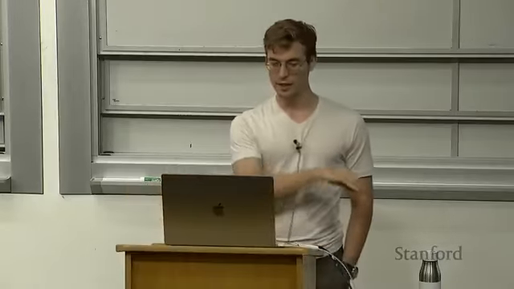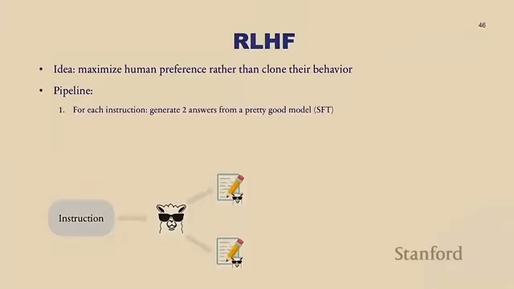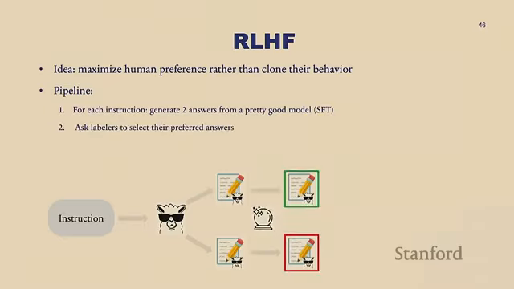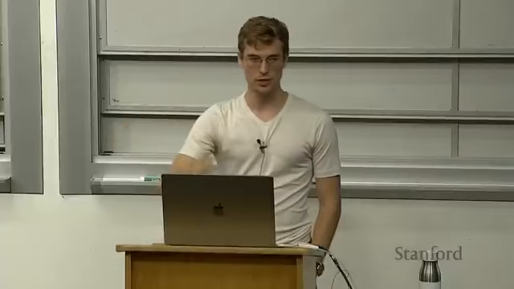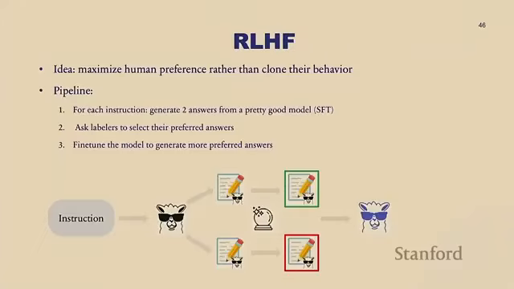The way we're going to do that, the pipeline, is that for every instruction, you ask a model to generate 2 answers. And you usually use a pretty good model, so you don't use a raw LLM here, you use an already fine-tuned LLM to give pretty good answers. Then you ask labelers which of these 2 answers was better. So select the preferred one, and then with different types of algorithms, which we're going to talk about, you just fine-tune the model to generate more of the green thing than the red thing, so more of the good stuff. So now the question is how, and we're going to talk about that right now.